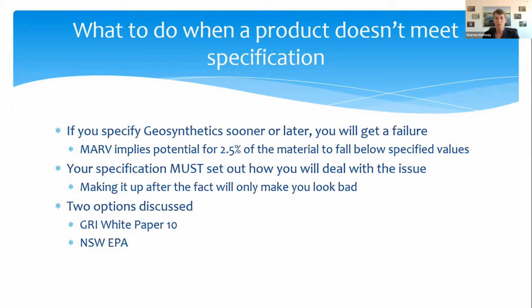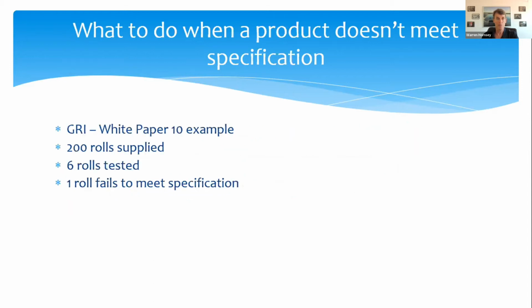So what I've looked at in the rest of this presentation is two options in terms of how to deal with this issue when you have failures occurring. There's the GRI White Paper 10 that deals with it. It's a good document to get access to. If anybody wants a copy of that, just let me know and I'll get you that. And then New South Wales EPA has included in their specification how to deal with failures should they occur. I'll go through both of those scenarios here.